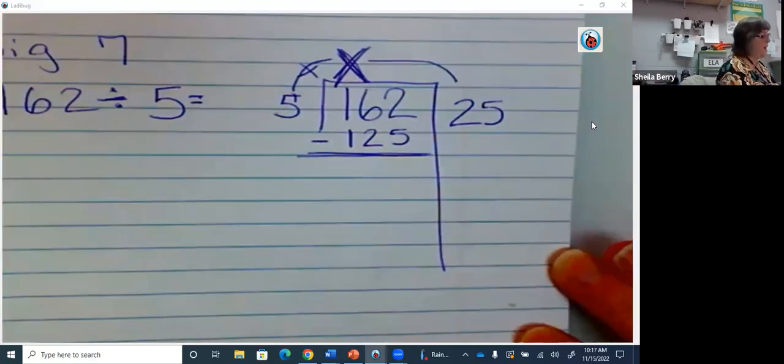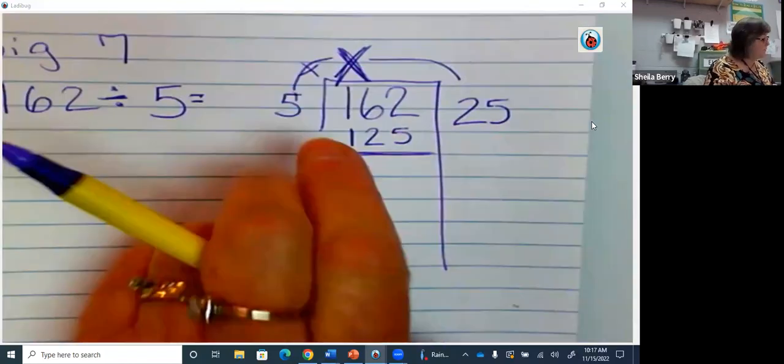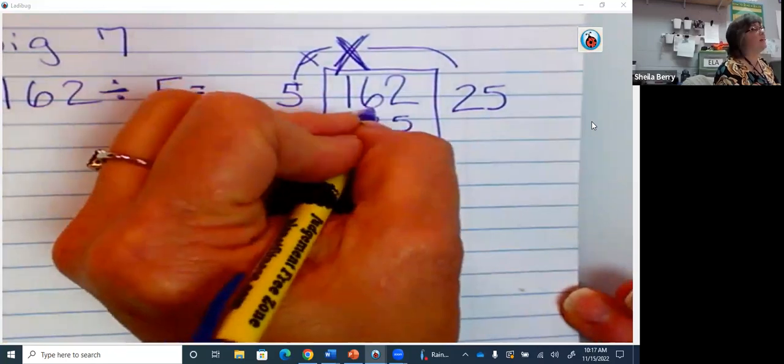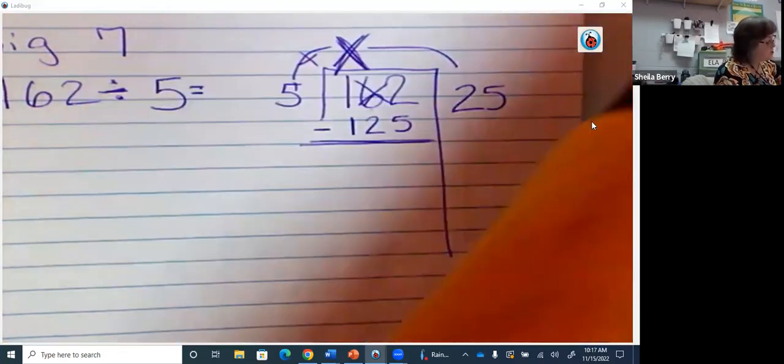Okay, if I have 2 pieces of candy, can I give my friend 5? No. No. So what do I have to do? Go next door. Go to the 10. So instead of 6 tens, I'm going to have 5 tens. So I'm going to change that to a 5.